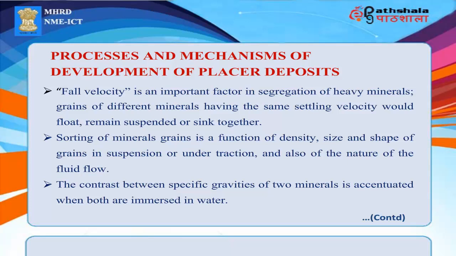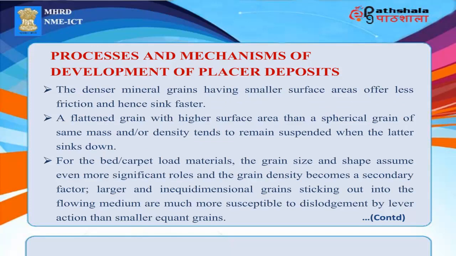The contrast between specific gravities of two minerals is accentuated when both are immersed in water. The denser mineral grains having smaller surface areas offer less friction and hence sink faster. A flattened grain with higher surface area than a spherical grain of same mass and density tends to remain suspended when the latter sinks down.